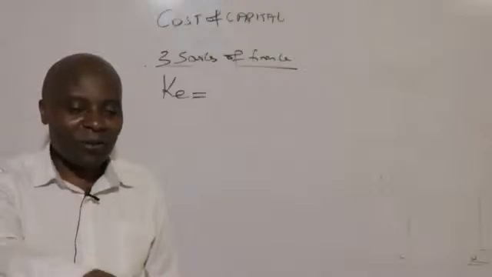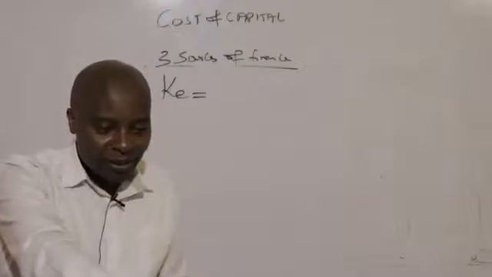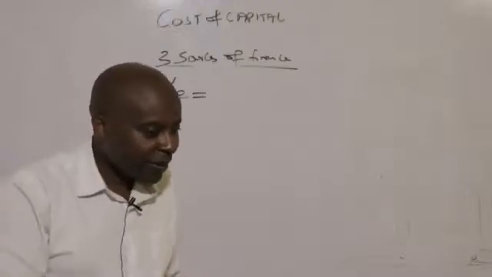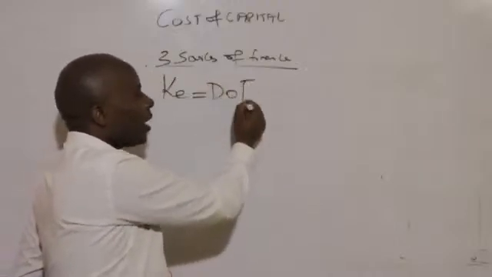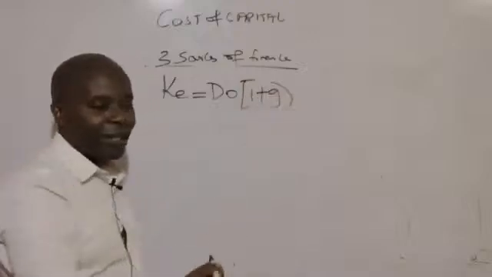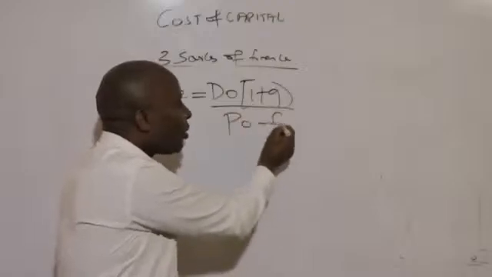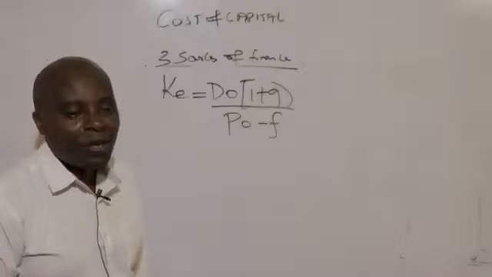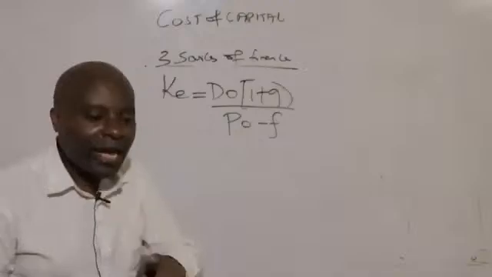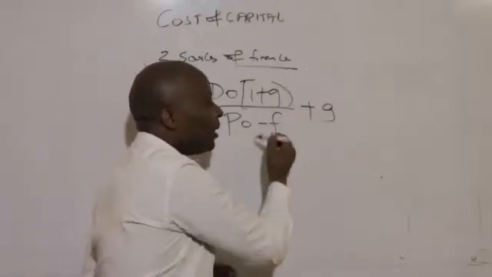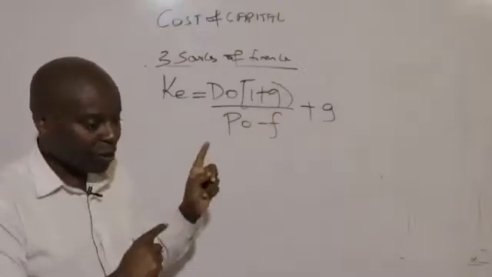Very good. So I'm waiting for the formula. Somebody has already given me a formula there. What are they saying? So KE equals D0, the current dividend, times one plus g, all over P0 minus any flotation cost that has been given. Very many of my students will always write this formula nicely, but they will forget that our dividend normally grows how many times? Twice. The growth rate must be 2. Cost of equity is normally written like that.